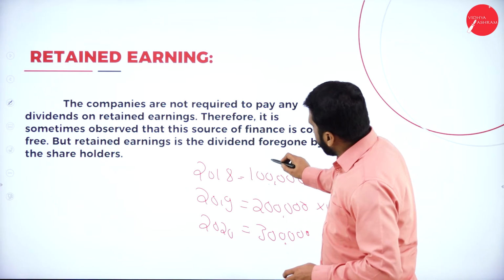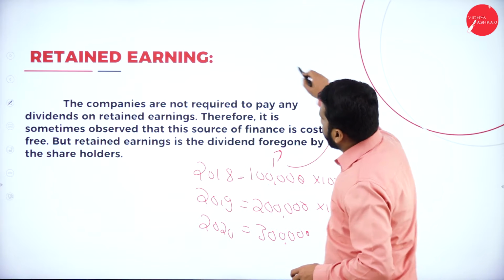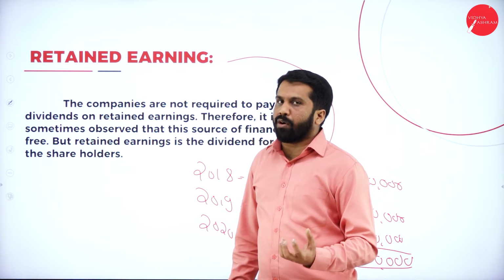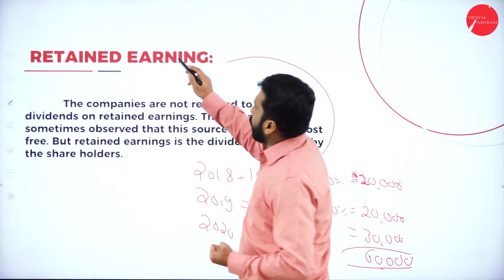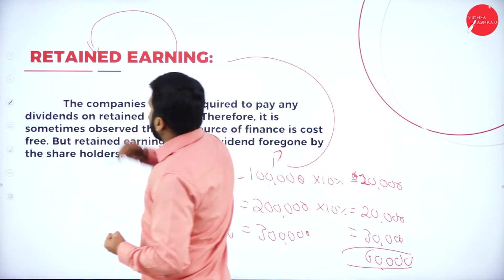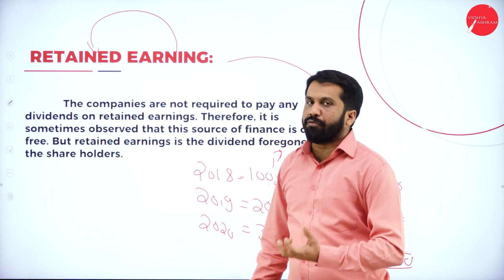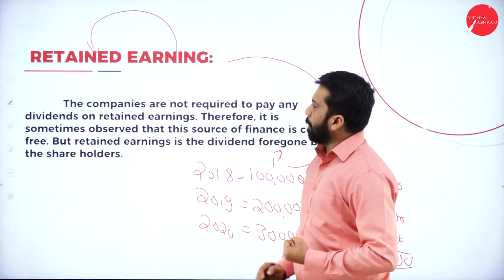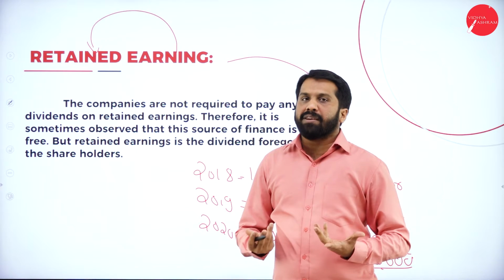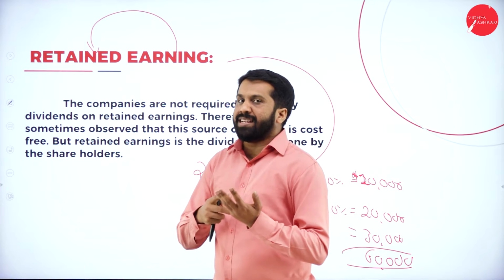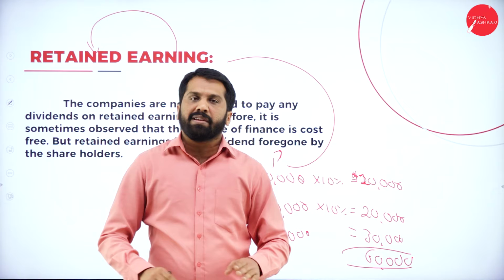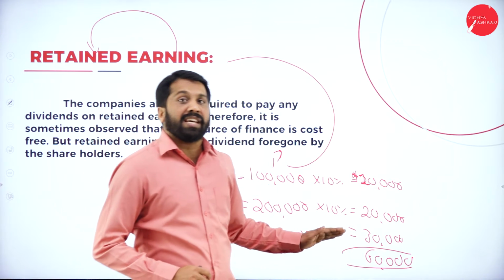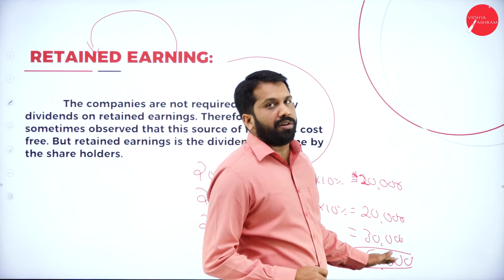This is what I told you, profit is also called earning. Earning means profit. Retained means you have saved it with yourself. Whatever profit you have retained is called retained profit or retained earning. In this, we don't have any charges. We need not pay any dividend. We are not supposed to pay any interest. There is no obligation for this. We can call it free of cost.